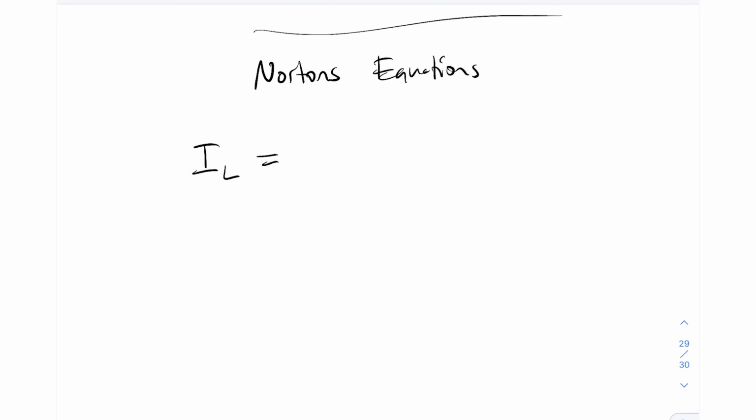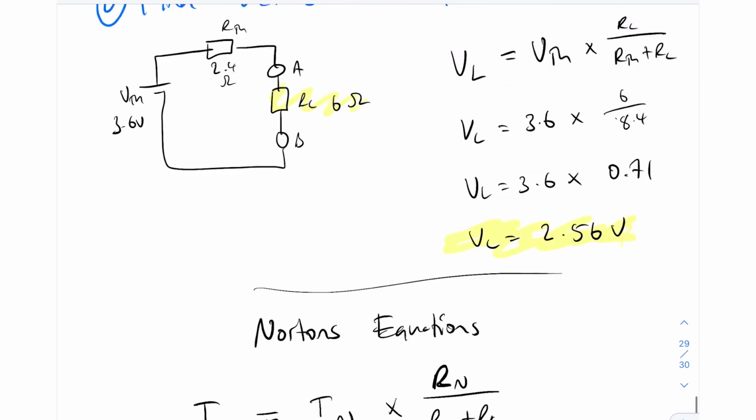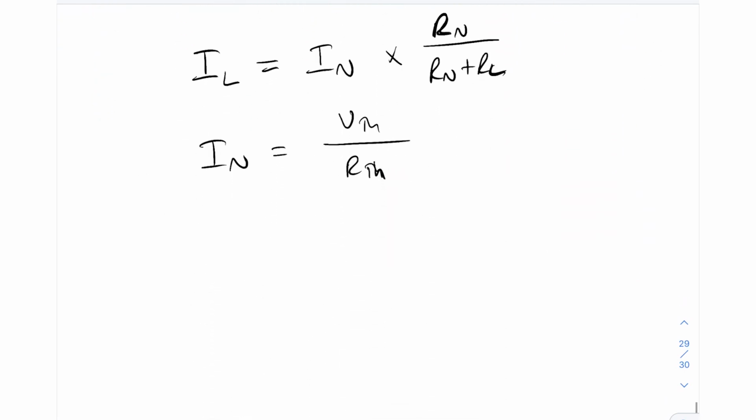If you wanted to find the current for the load, that's equal to the Norton current times R Norton, and remember, R Norton and R Thevenin are the same, divided by RN plus RL. That's how you find the current, nice and easy, for the load. If you wanted to find the Norton current, you can also just do V Thevenin divided by R Thevenin. So in this instance, it would be super easy for us to find the Norton current: V Thevenin divided by R Thevenin.